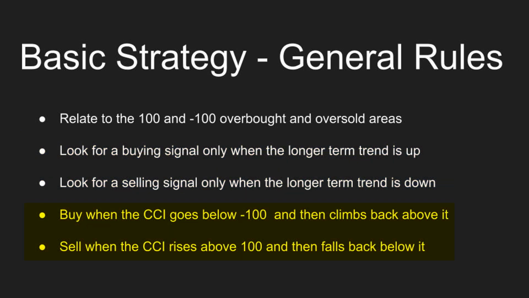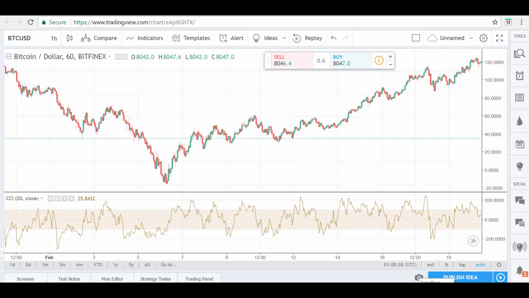So you basically buy with the direction of the trend once the CCI goes below minus 100 and then climbs back above it. And on the opposite side, you sell with the direction of the trend when the CCI rises above 100 and then falls back below it. Now let's see how it works.